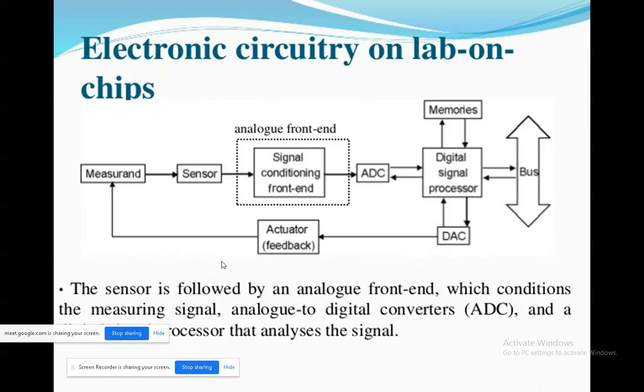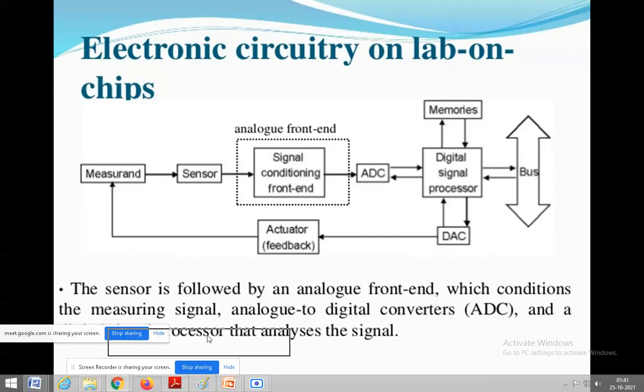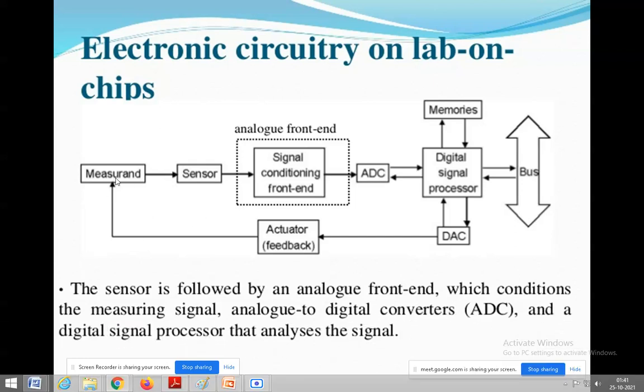Then electronic circuitry of lab on chip. See the diagram, the electronic circuit of your lab on chip diagram. Measurement, sensor, signal conditioner as the front end, and then digital signal processor. In between that are the ADC converter, memory device, bus, which is the transporting device, and then DAC, digital to analog converter, and actuator. Okay, so the actual input will be fed back to the input side from the DAC.